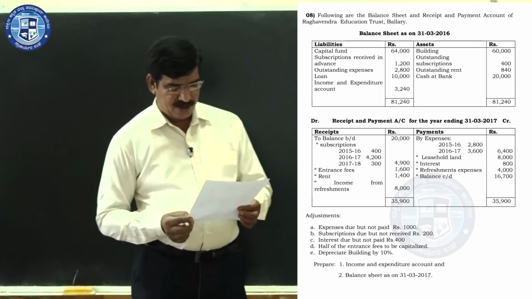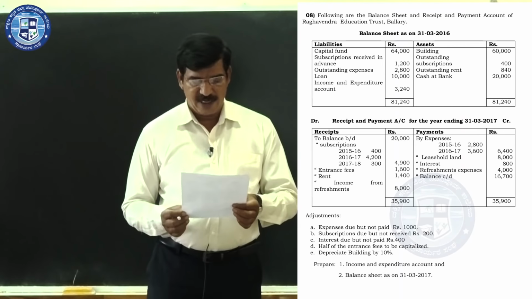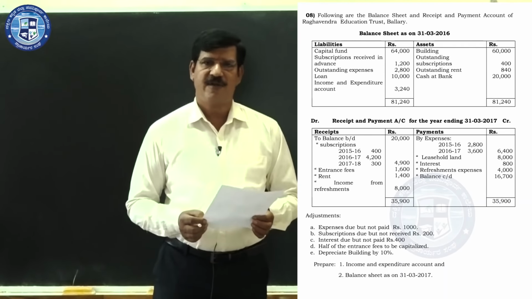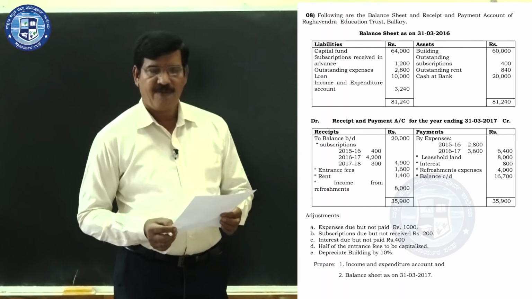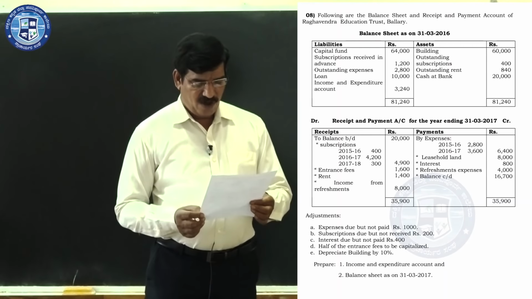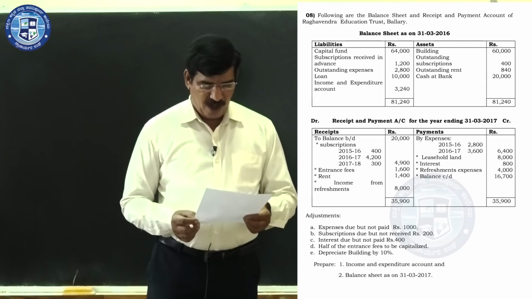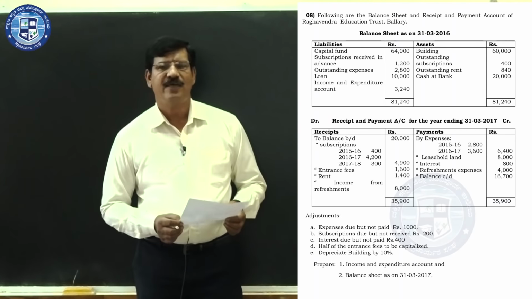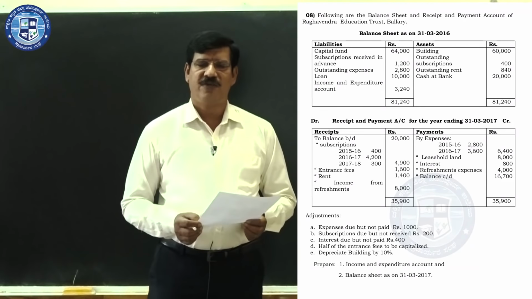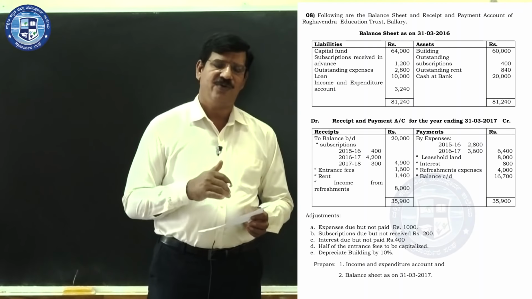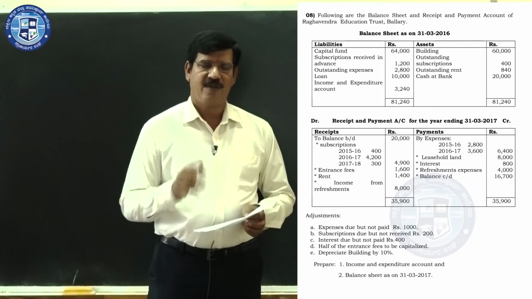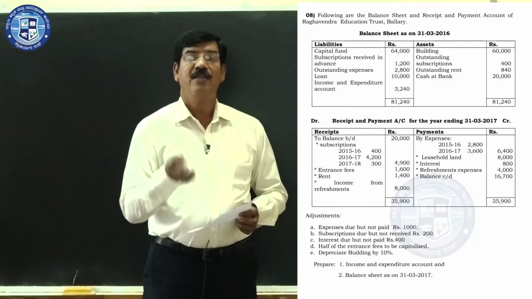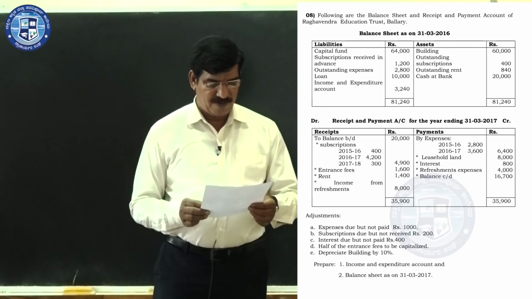Interest due but not paid. So outstanding interest, you have to add to the interest in the income and expenditure account, and again in the balance sheet you have to write it on the liability side. Half of the entrance fees is to be capitalized. Yes, the instruction is given for entrance fees. Half of the entrance fee should be considered as revenue and entered in the income and expenditure account, and the other half should be added to the capital fund.